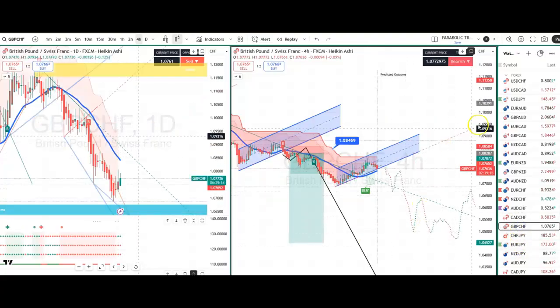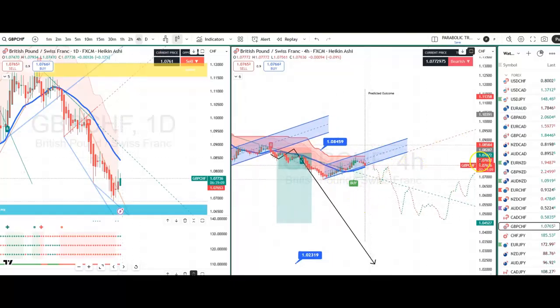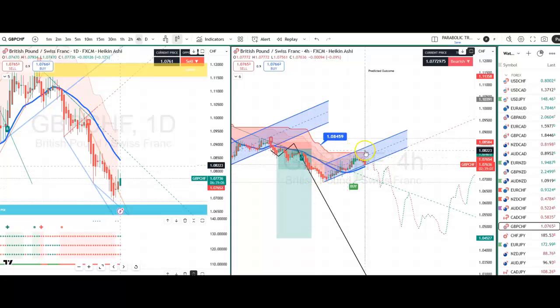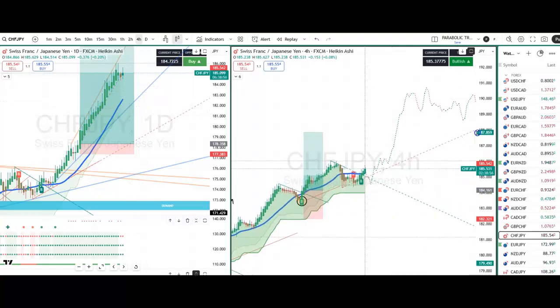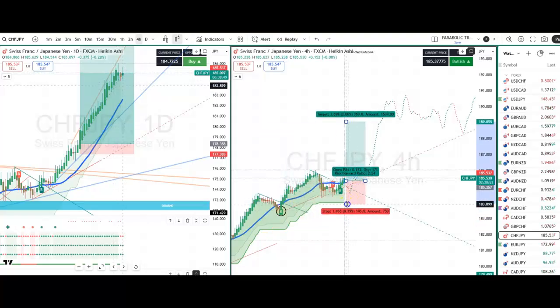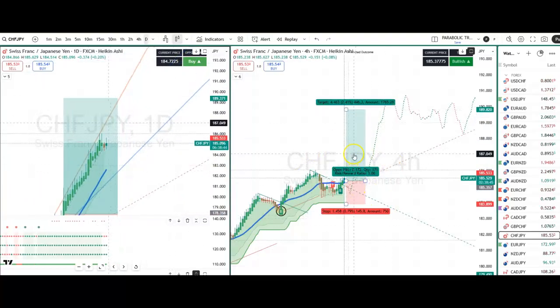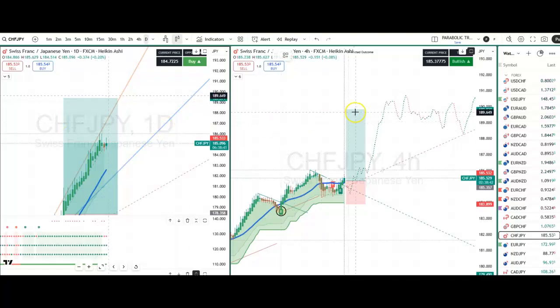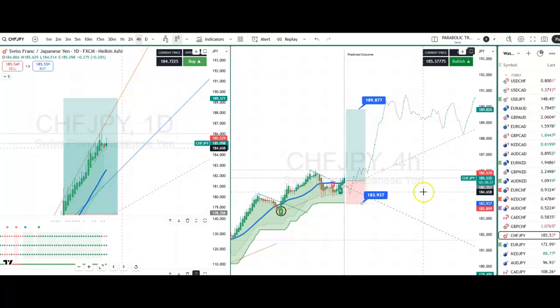Pound Swiss, getting very close now, isn't it? Got into this channel, it's just sat within this channel for the past week. Tricky market conditions. Now the Swiss yen looks really, really good actually. This looks really, really good. There you go. Nice little trade for you.